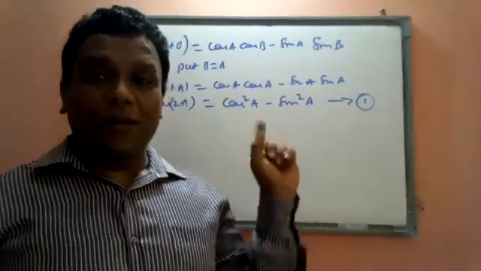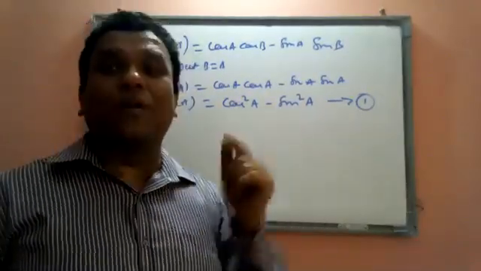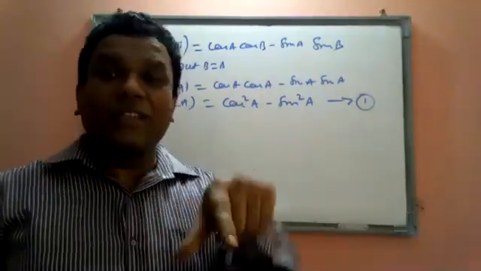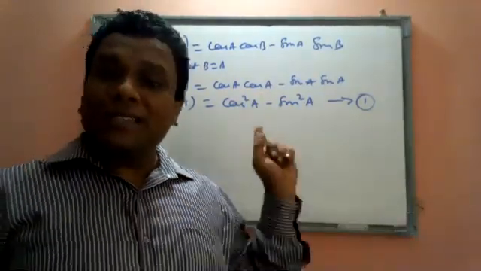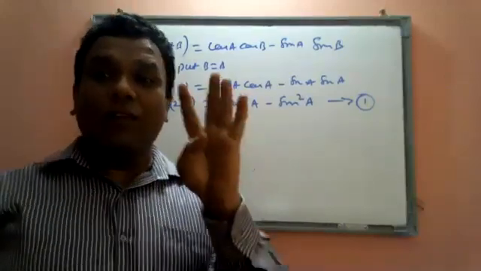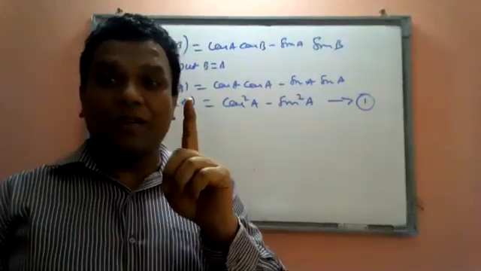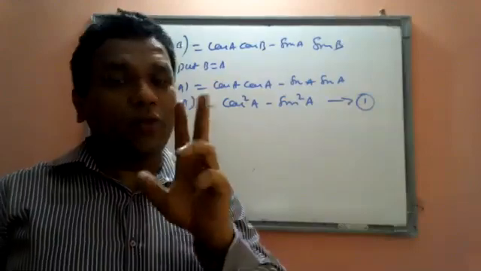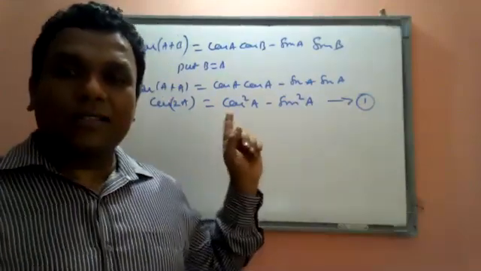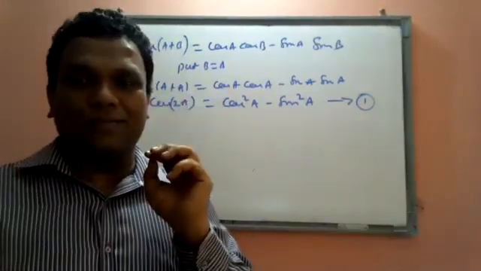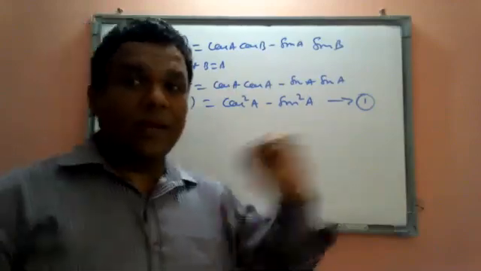He is the one who will always create trouble. The reason is, this cos 2a will have 4 formulas, not just one. For sin 2a we had only 2, but this one is going to have 4 formulas. The first one is cos square a minus sin square a.